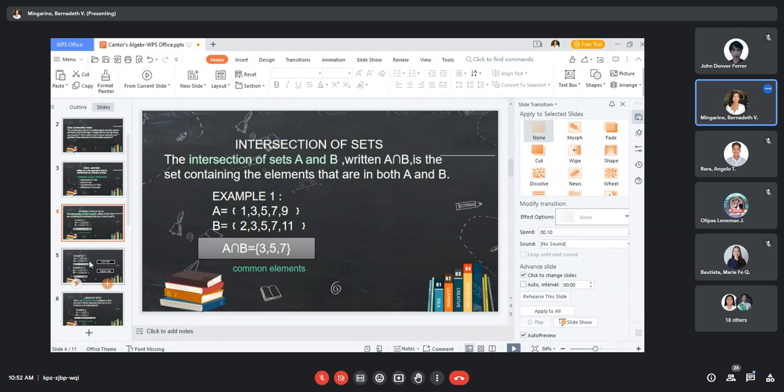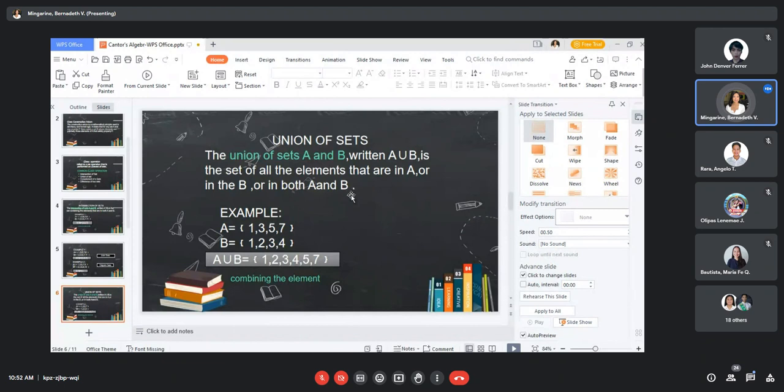Union of sets. Kapag sinabi natin union of sets A and B, written A ∪ B, take note, our symbol looks like a U. It's the set of all elements that are in A or in B or in both A and B. So kapag sinabi natin all elements, we will combine all the elements na nasa A at nasa B. Kung ano ang elements ni A and elements ni B ay pagsama-samahin lang natin.